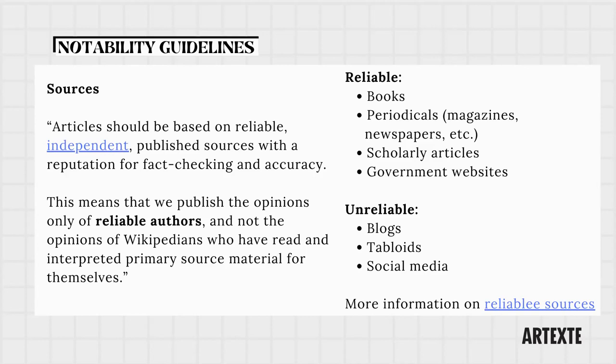So examples of reliable sources would be books, periodicals, so magazines or newspapers, scholarly articles, or government websites. Some unreliable sources would include blogs, tabloids, or social media. You can read more information on reliable sources on Wikipedia.